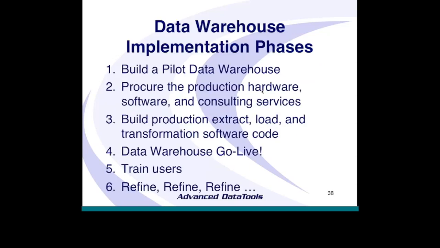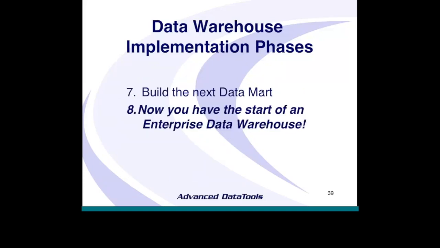So, how do you go about doing this? Well, you start by building a pilot data warehouse. You go out and get the system, you load it, you go live with it, you train users, you refine. Then you build your second data mart, and that's the start of your enterprise data warehouse. It's really, I think, that simple. An enterprise data warehouse is never done. It's always a work in progress.